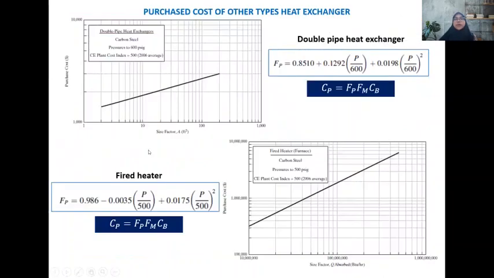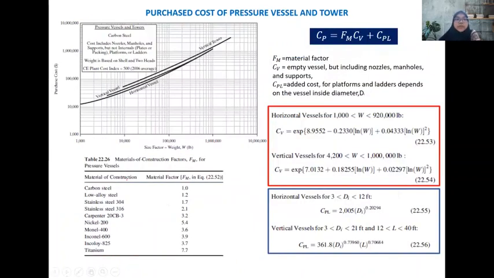Okay, next we move to the other types of heat exchanger. This diagram is for the double pipe heat exchanger, but for carbon steel and pressure up to 600 PSI only. And the cost is based on 2006, and the cost index is given. Okay, another type is the fired heater. So you may refer to this diagram to obtain the CB before we can determine the CP, or purchase cost.